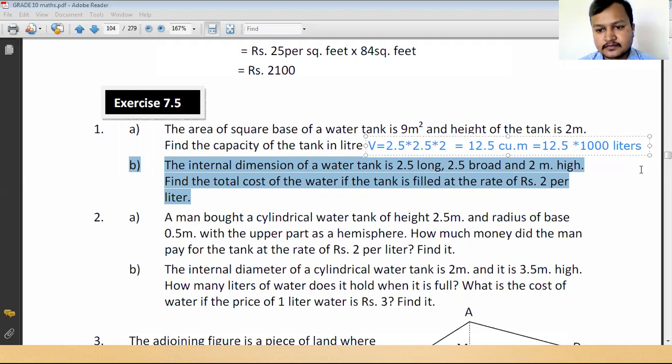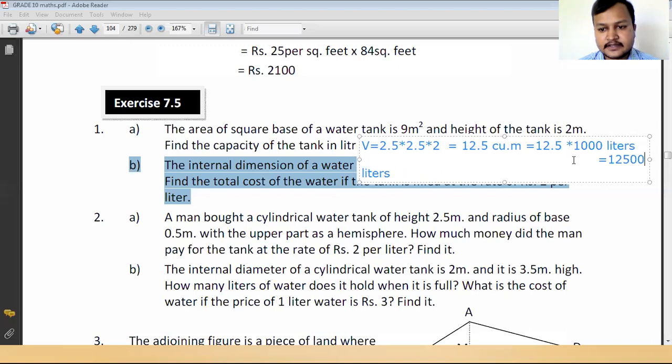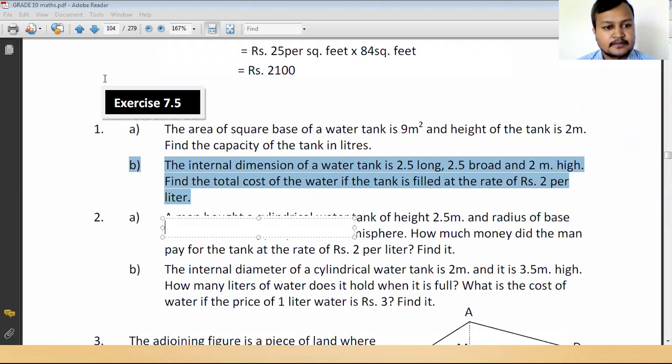12,500. Okay, it is equal to 12,500 liters, and the cost of 1 liter is ₹2. So multiply it by 2 to find out the cost of filling water. Cost is equal to 12,500 into 2. What is its value? 25,000. To fill that tank, we need ₹25,000. In this way, we have completed question number 1B.